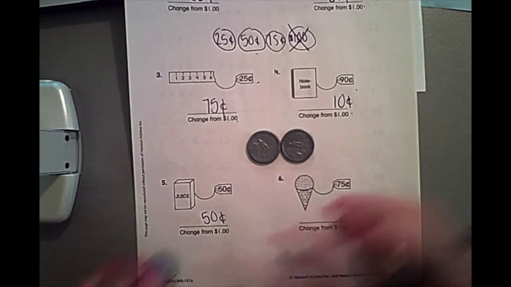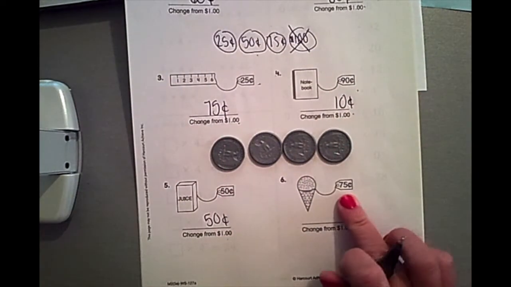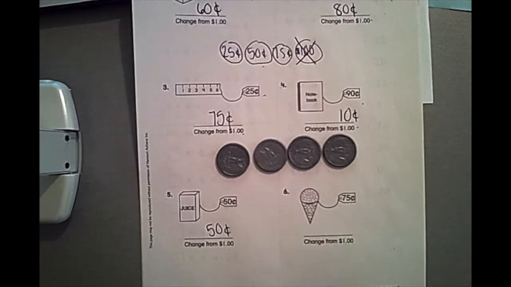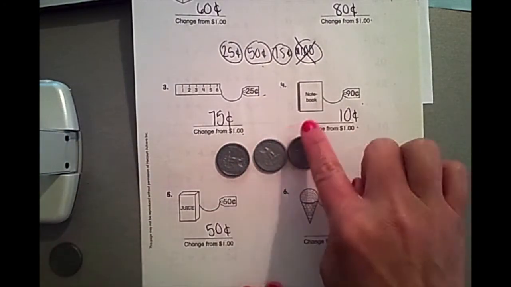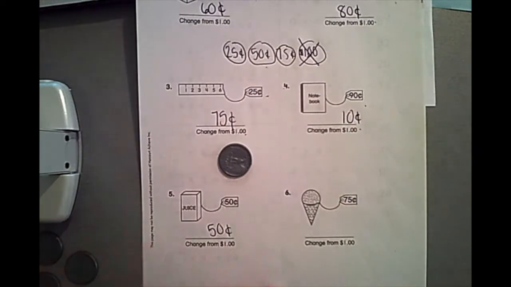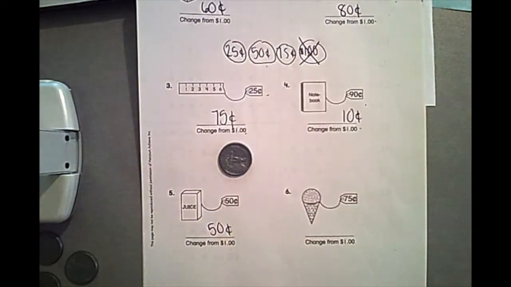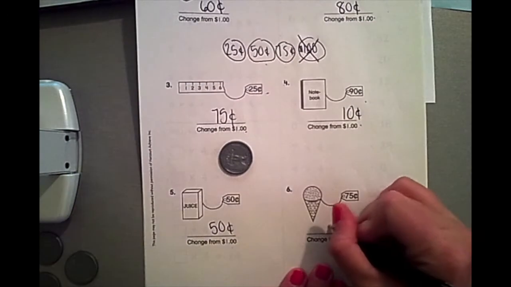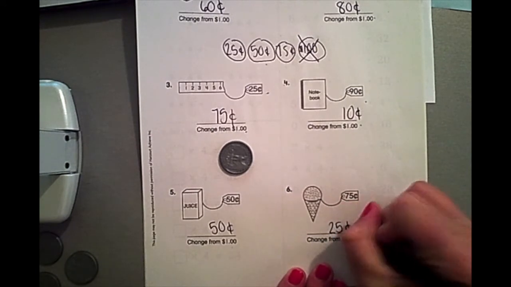Okay, so here we have a dollar again. And this snow cone is 75 cents. So 25, 50, 75. And how much do you have left? You have 25 cents left.